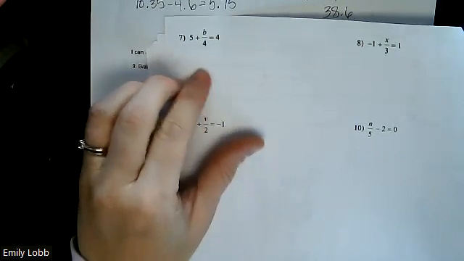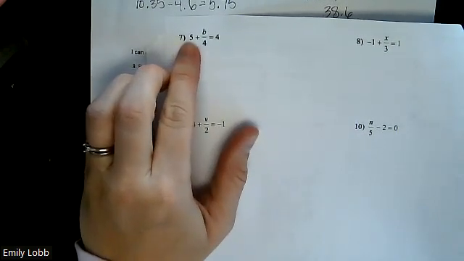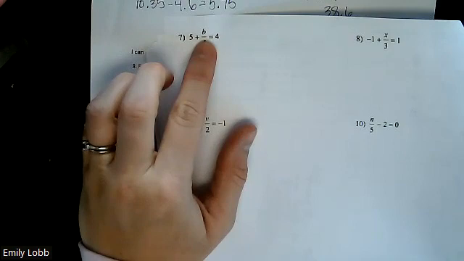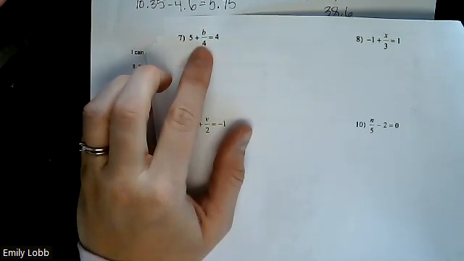I always find my constant first. My constant that's on the side of my letter, the constant that's on the side of my variable.